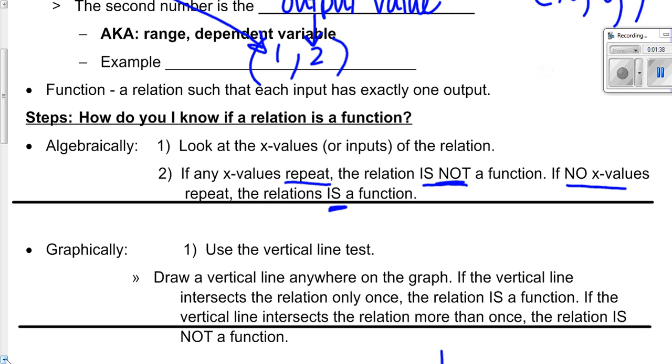Graphically, use a vertical line test. Draw a vertical line anywhere on the graph. If the vertical line intersects the relation only once, the relation is a function. If the vertical line intersects the relation more than once, the relation is not a function.